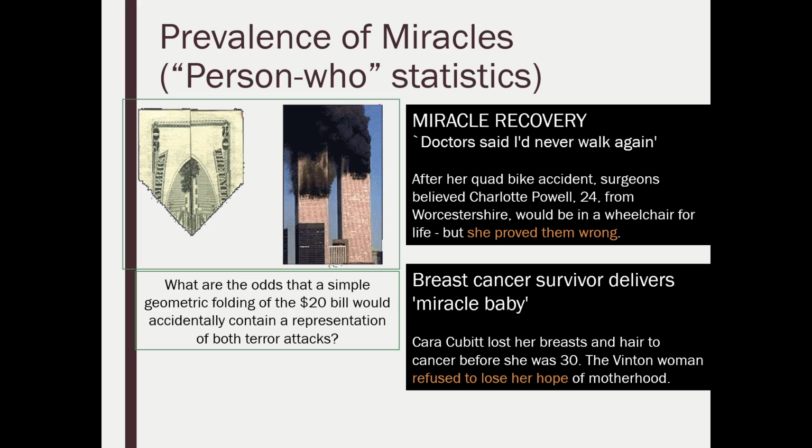Maybe 5 of them would walk again. So it's unlikely. But guess what? 5 of them have walked again. So is it a miracle? Or is it the other side of the probabilistic statistics?